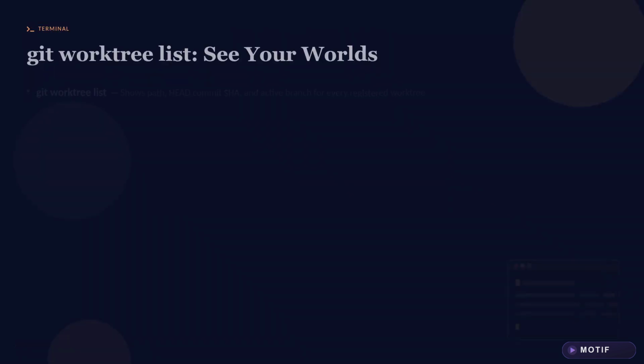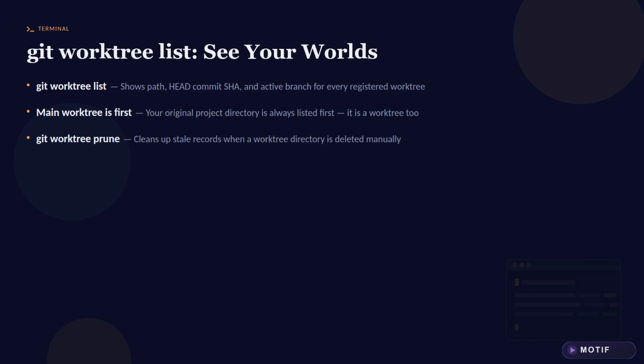clones. At any point, one command gives you a complete map of all your active worktrees, their paths, their current commit, and the branch each one holds. This is your control panel. And notice that first entry, your original project directory is itself a worktree, the main worktree. You've always been in a worktree. Git just didn't give you more of them until you asked.